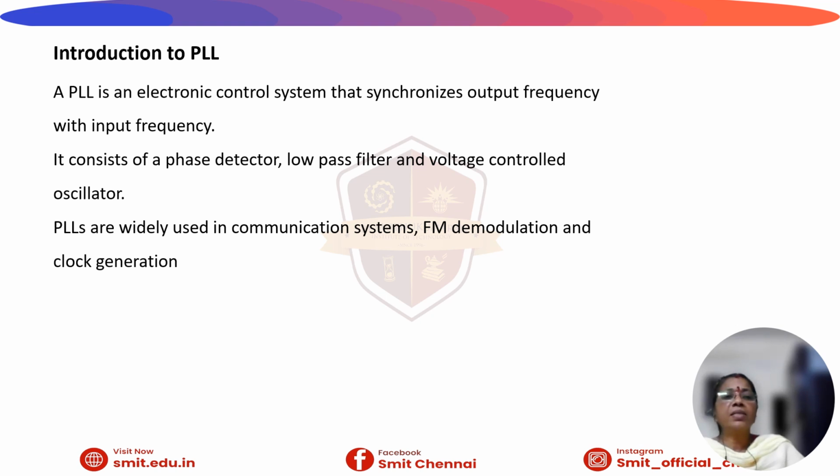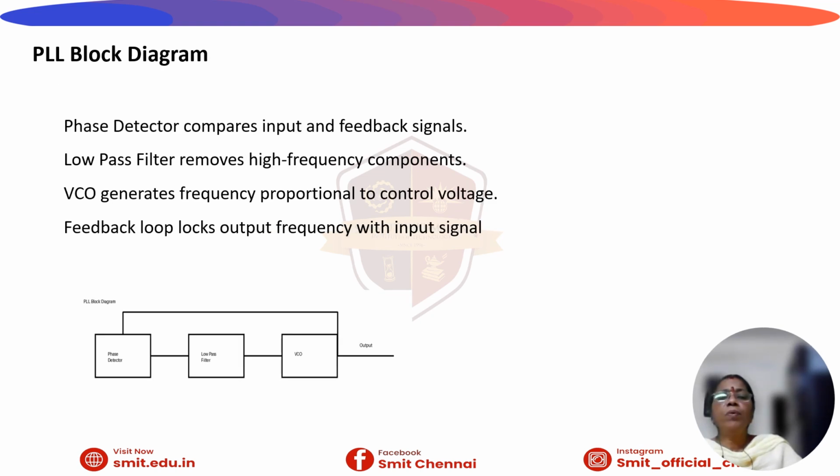PLL is a phase lock loop. It is a fundamental feedback control circuit that generates an output signal whose phase and frequency match the input reference signal. It consists of the blocks phase detector, low pass filter, and voltage controlled oscillator. PLLs are widely used in communication systems, FM demodulation, and clock generation. This is the block description of PLL.